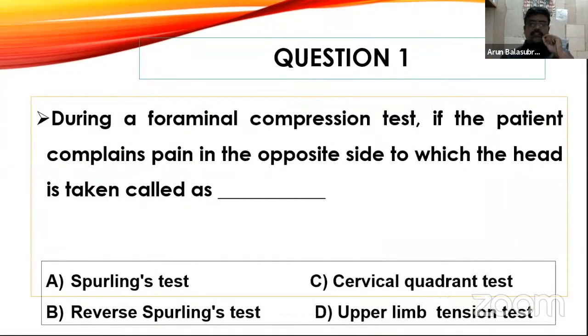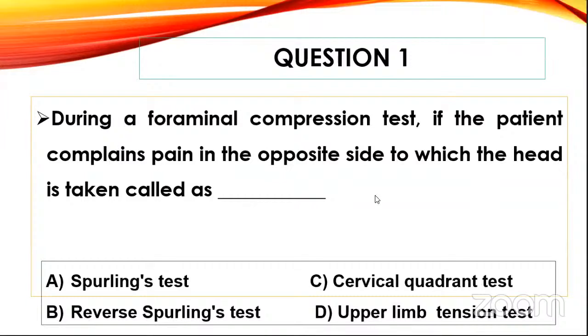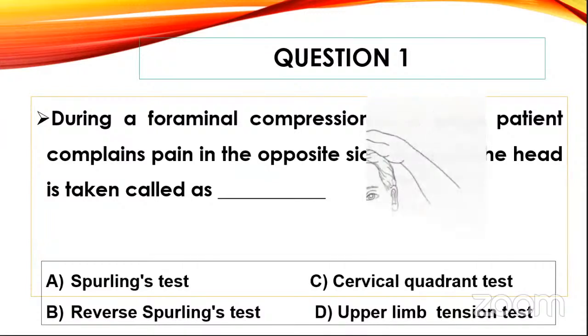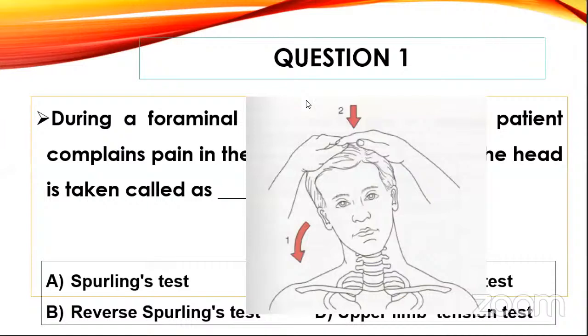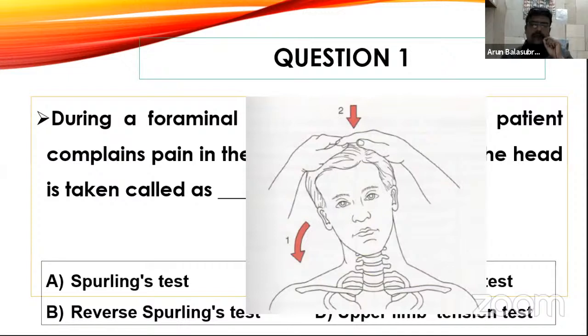I think I will give the answers. Thank you. Message your answers, please. Yes, it is B, reverse Spurling test, right? Because this is an example of the Spurling test. The Spurling test is to produce a compression, and you are able to find out if the patient is having radiating pain because of cervical pathology.